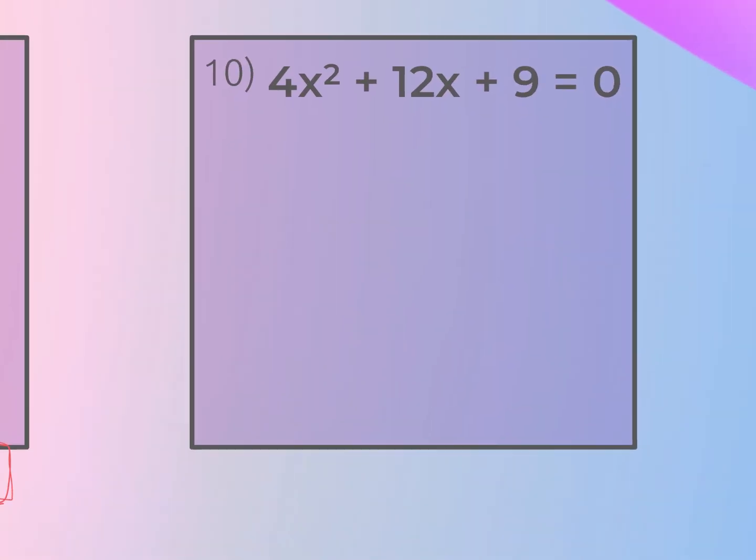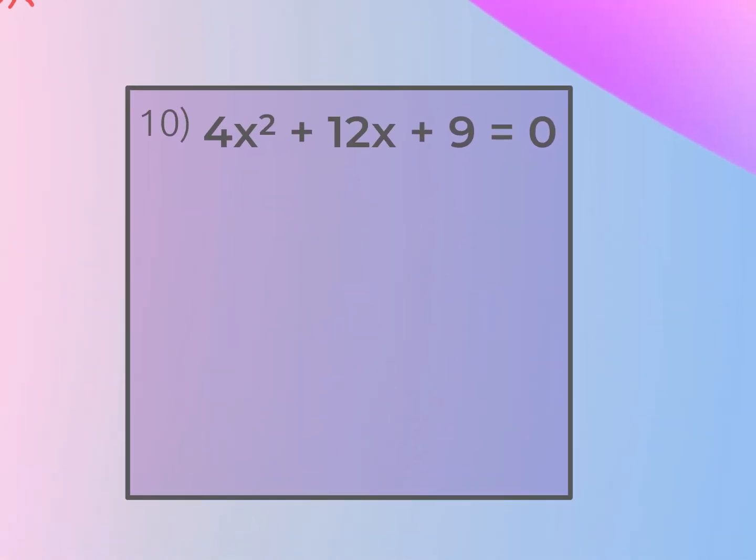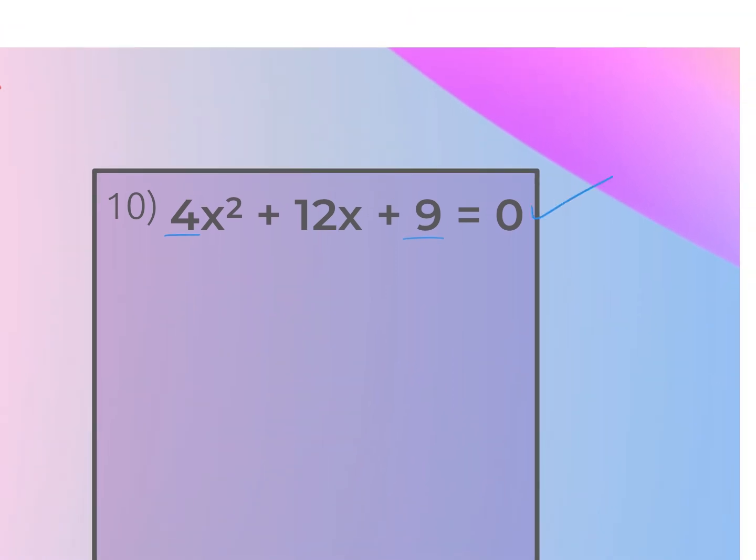Now let's try something like this one: 4x squared plus 12x plus 9. Now we can do our AC method as before. So multiply the first term times the last term. Everything is already set equal to 0, so that part is done. So now we just want to factor and solve. 4 times 9 gets you 36. So what multiplies to get you 36, and what adds to get you 12, your middle term? This is going to be 6 and 6.